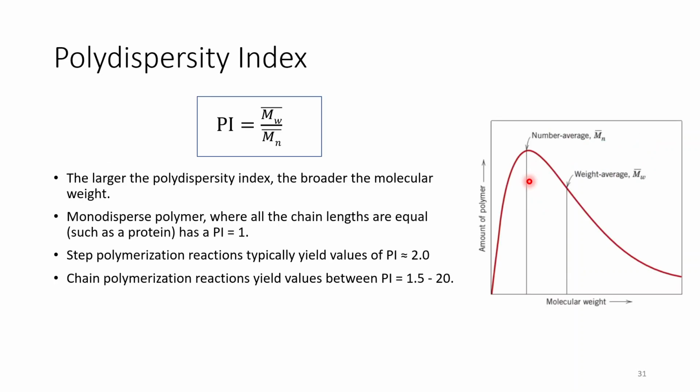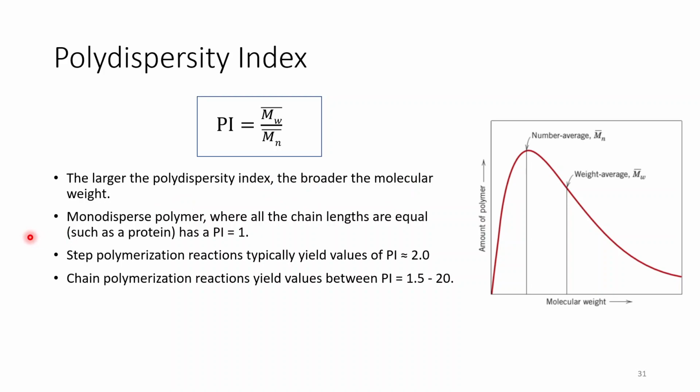Next, you have the polydispersity index. It is just the ratio between the weight average molecular weight and the number average molecular weight. So if this difference is very high, then you will have a larger polydispersity index, and the molecular weight distribution will be broader.